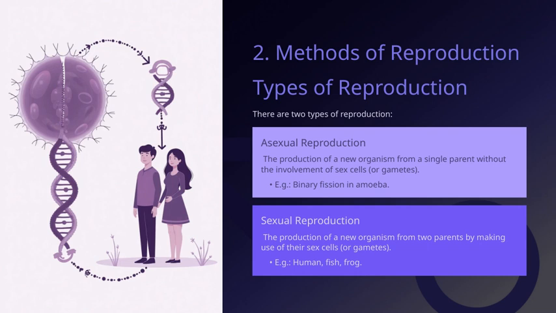This involves two parents, and they make use of their sex cells or gametes to produce a new organism. This process results in offspring that have genetic material from both parents, which promotes variation. Think about humans, fish, or frogs. They all reproduce sexually. Both methods are crucial for understanding how different organisms reproduce and adapt to their environments. They also connect to the overall theme of how life continues and evolves in diverse ways.